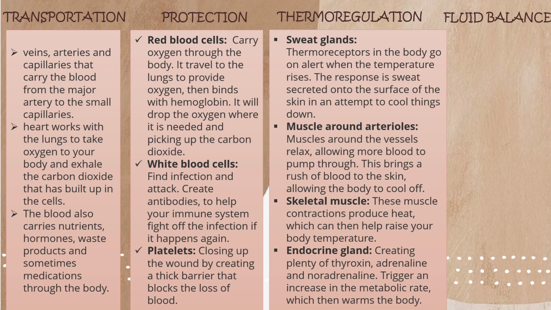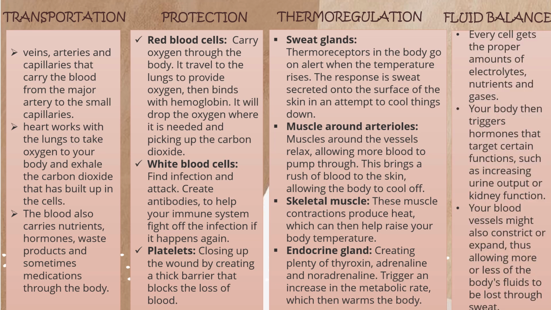And the fourth one is the endocrine glands. They will create plenty of thyroxine, adrenaline, and noradrenaline. It also will trigger an increase in the metabolic rate, which then warms the body. And the last one is fluid balance. Every cell gets the proper amounts of electrolytes, nutrients, and gases. So our body then triggers hormones that target certain functions, such as increasing urine output or kidney function. Our blood vessels might also constrict or expand, thus allowing more or less of the body's fluid to be lost through sweat.